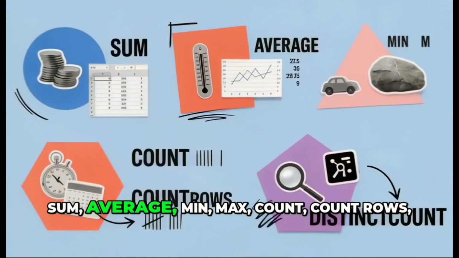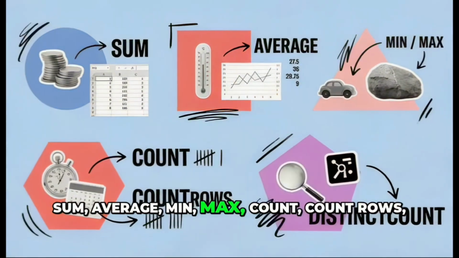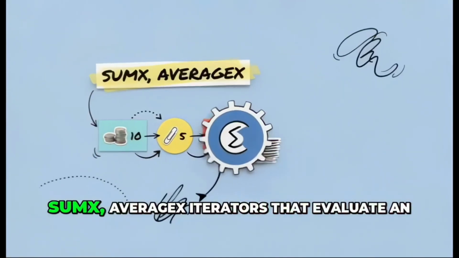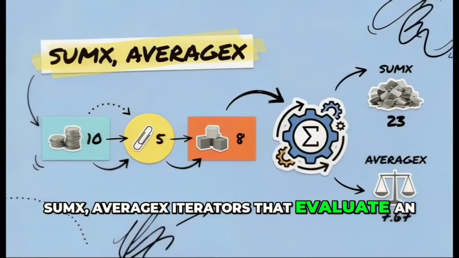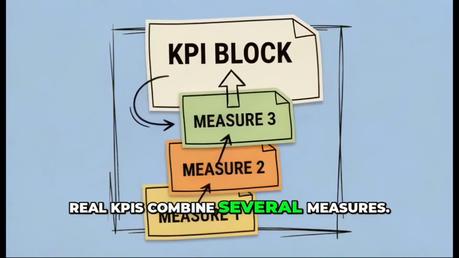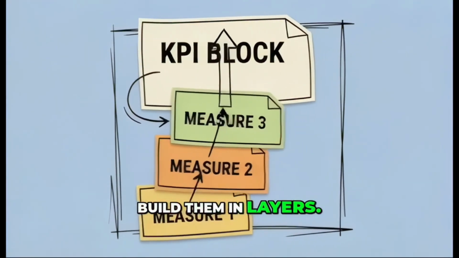Sum, average, min, max, count, COUNTROWS, distinct count. SUMX, AVERAGEX: iterators that evaluate an expression row by row, then aggregate. Real KPIs combine several measures, so build them in layers.